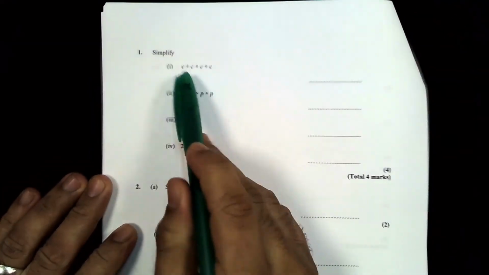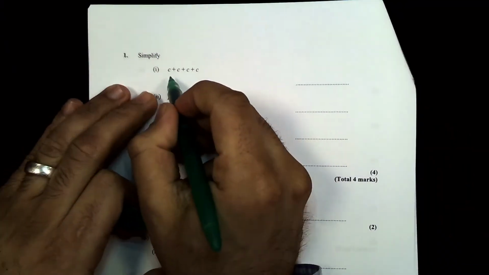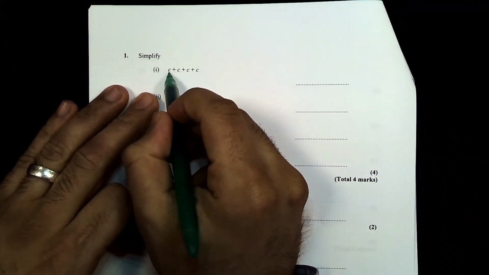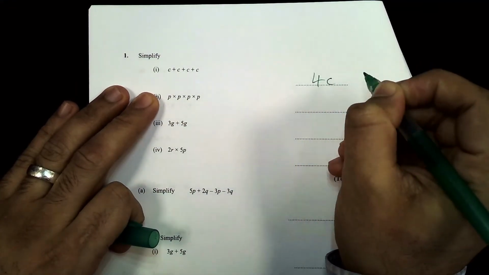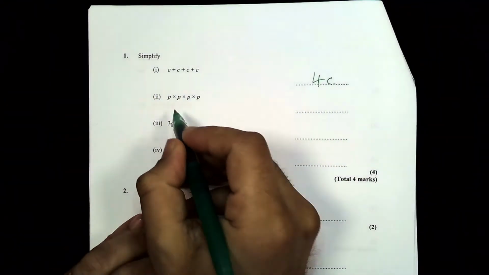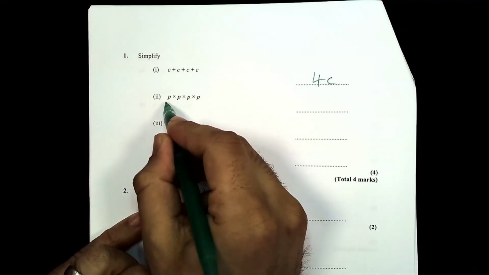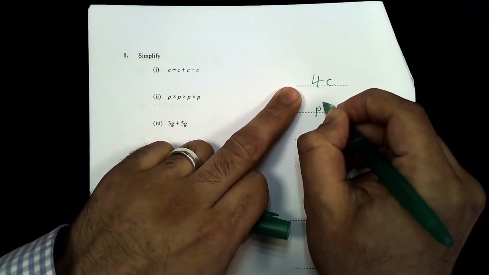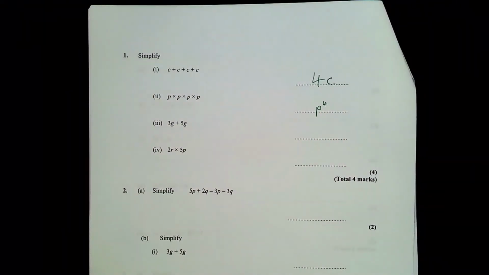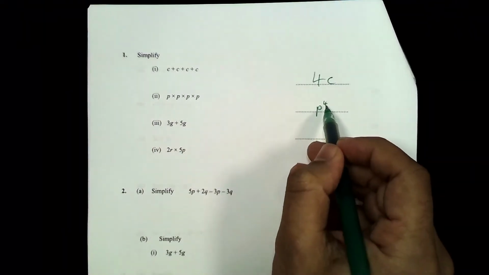I'm looking at this one here, 1i. So that's, I don't know, cats, for example. One cat, add another one, add another one, add another one. That is 4 cats, 4c. Remember what I said about multiplying. P times P times P times P. That would be P to the power of 4. Because you're timesing them together. So you use what's called index numbers.